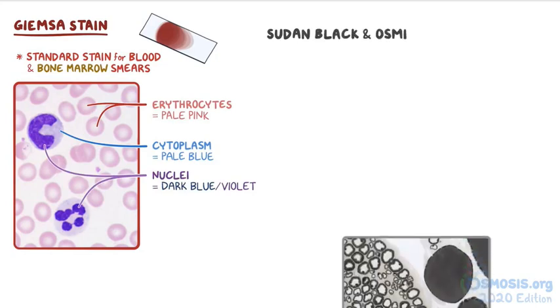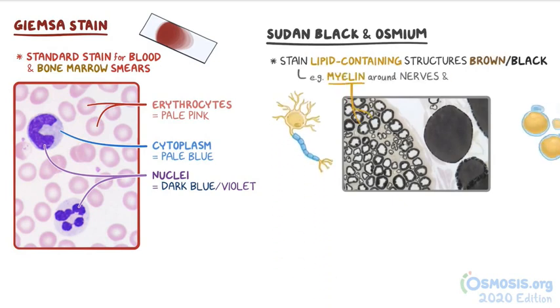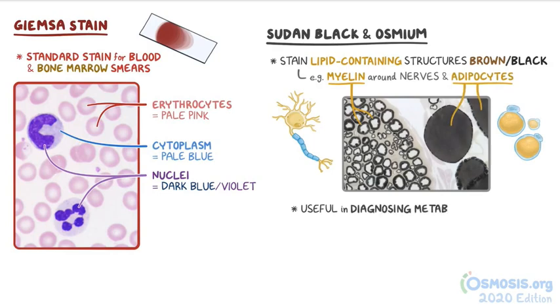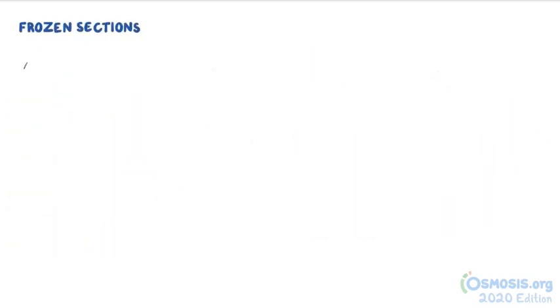Sudan black and osmium are dyes that will stain lipid-containing structures a brown or black color, such as the myelin around nerves and adipocytes. Also, this stain can be useful in diagnosing metabolic diseases that result in increased intracellular cholesterol, phospholipids, or glycolipids. Clinically, frozen sections are used for much faster results when needed.